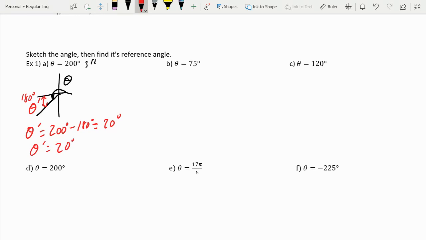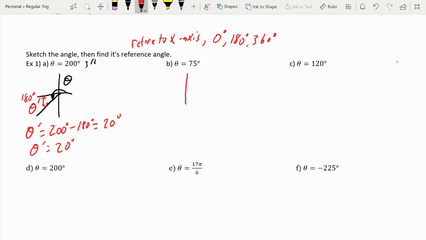So the reference angle is going to be 20 degrees. The reference angle is always positive. I don't care what it is, it's always positive. You're always referring to the x-axis. So you're going to be thinking about hitting 0 degrees, 180 degrees, or 360 degrees. It's always going to be one of those three.